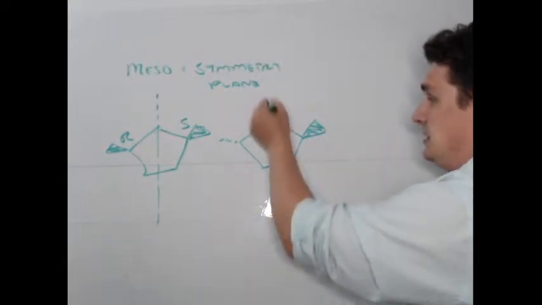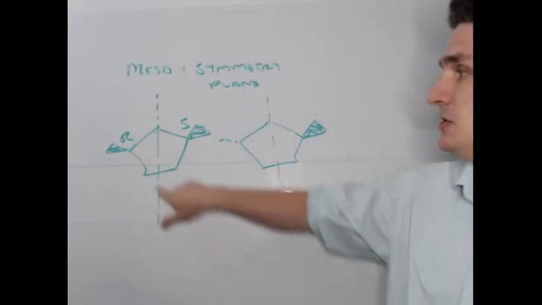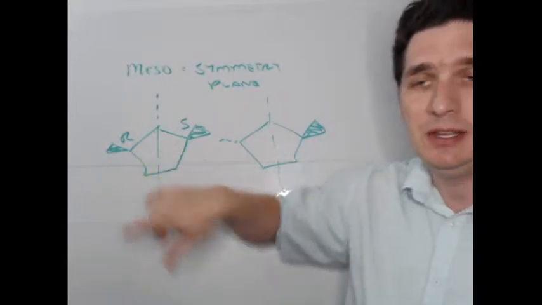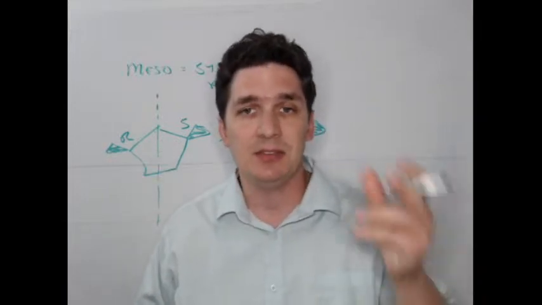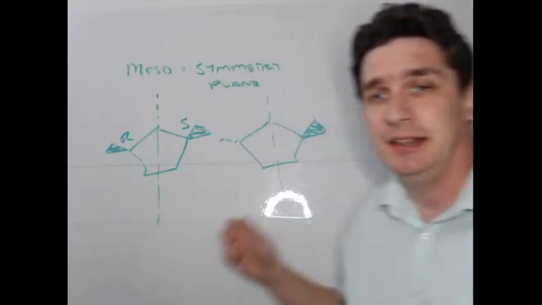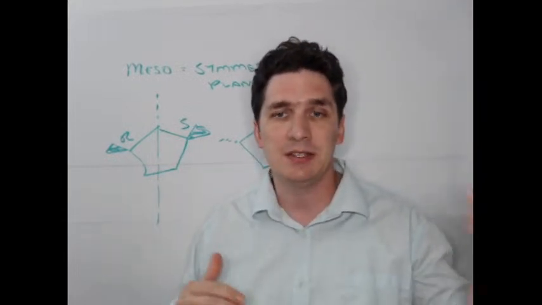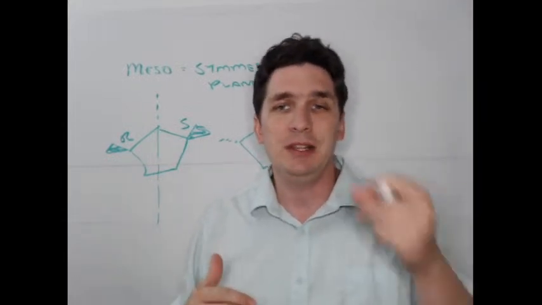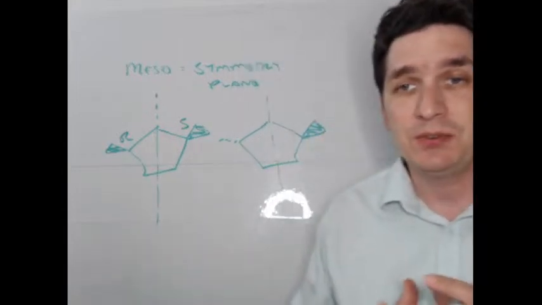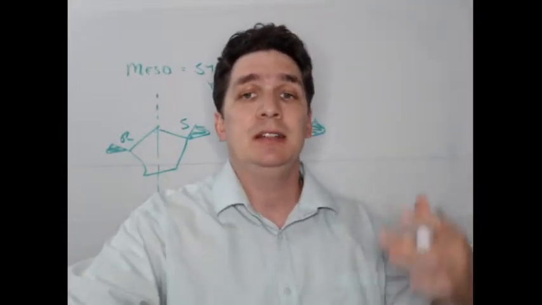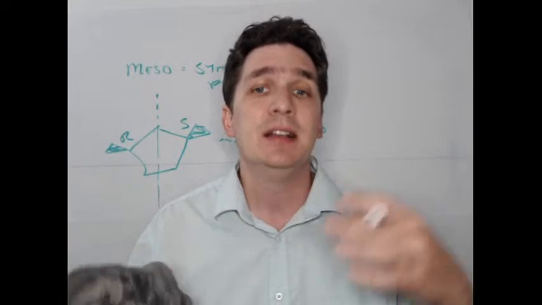With this one, though, you don't see the mirror plane. So this would be meso 1,3-dimethylcyclopentane. In this other case, you'd have to do the 1S, 3S, 1,3-dimethylcyclopentane. So for cyclic, they're really easy. If you see a mirror plane and you see chiral centers, then it's meso.